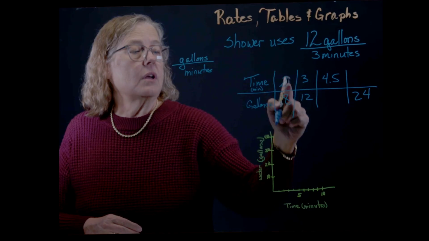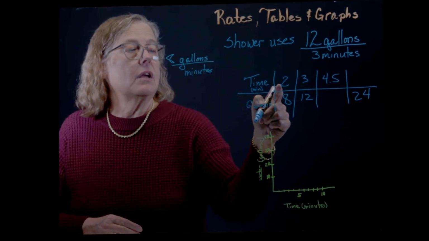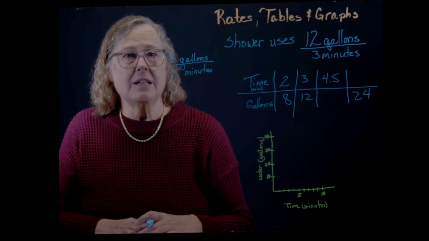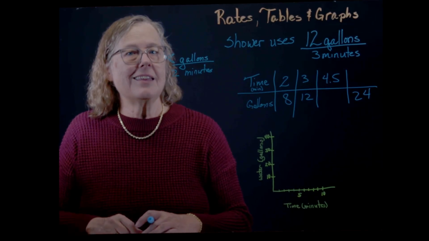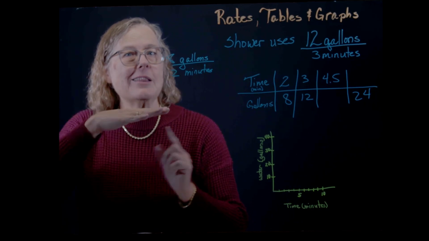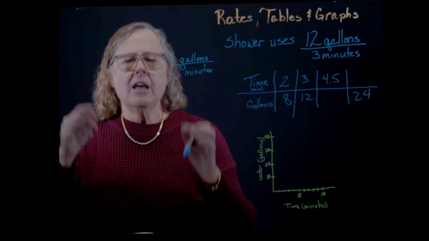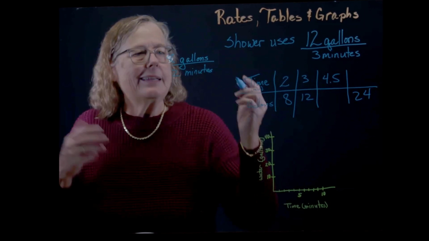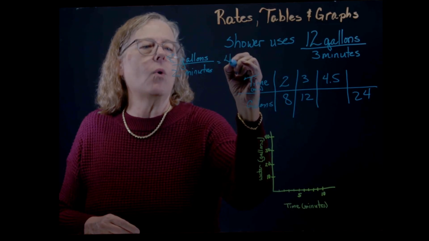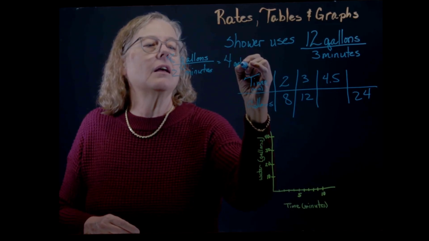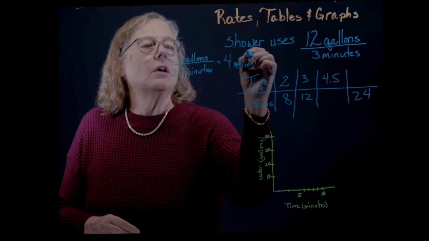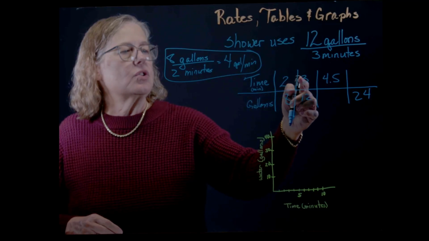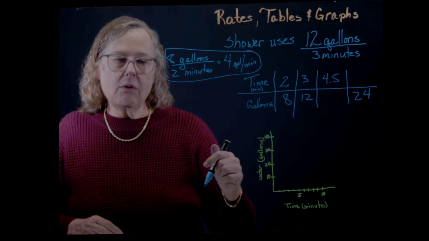So how much did I use? I have 8 gallons in 2 minutes. Well, that's a nice thing, but it's not a helpful rate yet. We really want the unit rate, and again, the unit rate means the ones on the bottom, right? So we're going to divide, top divided by the bottom. What is 8 divided by 2? Easy peasy lemon squeezy. It is 4 gallons per minute. So my shower is using 4 gallons a minute. Okay, that makes sense because 3 times 4 is 12.